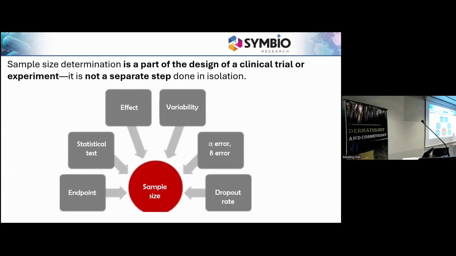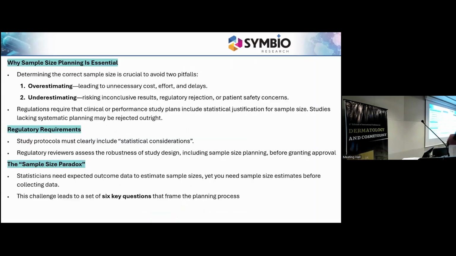Now, is it something like a sample size paradox? Because here, for an injectable clinical trial, I'm trying to give you a sample, but the trial has not started. So how can I determine it? It's a statistical paradox. Statisticians are expected to estimate sample sizes, though the trial has not started. What should we do in that case?